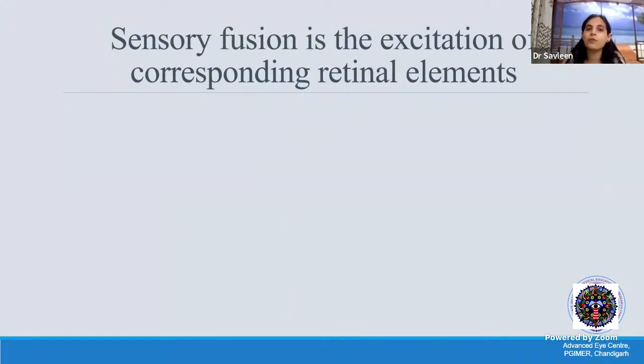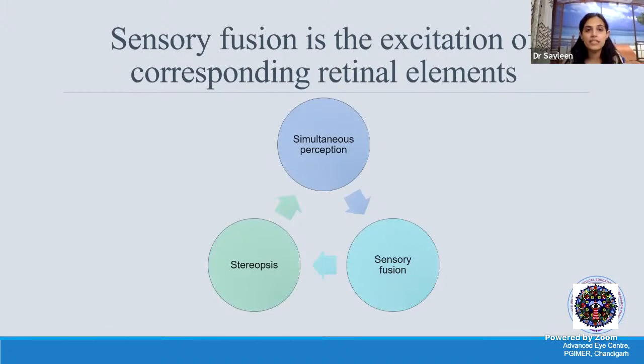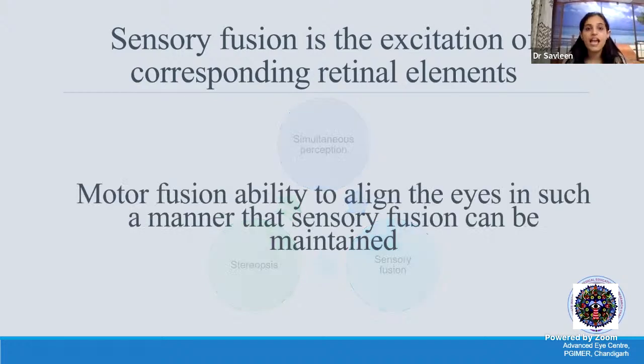To sum it up, if you want sensory fusion, we want to excite the corresponding retinal elements. For that, we need to see simultaneously from two eyes, fuse them, and then interpret them as normal. And motor fusion is the ability to align the eyes in such a manner that sensory fusion can be maintained.